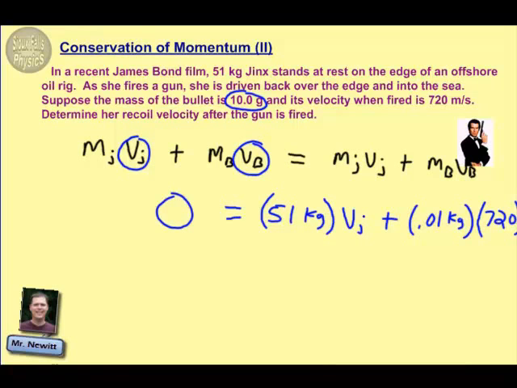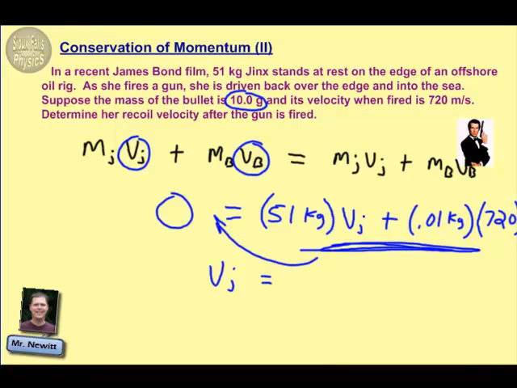Okay? So now we have a simple problem here that we can solve for the velocity that Jinx will have. Now, one thing that we should note here is we should expect to see a negative velocity. And the reason for that is, remember that this whole side of my equation here has to end up equaling 0. Okay? So they have to cancel each other out, and that's exactly what will happen here.